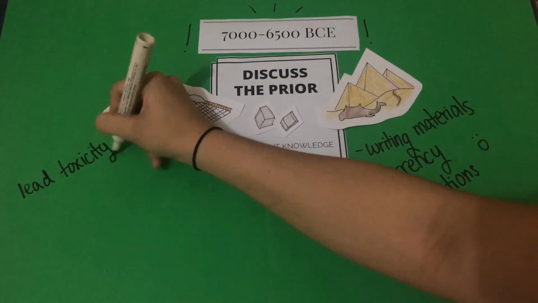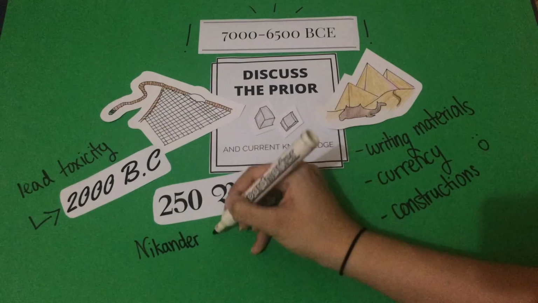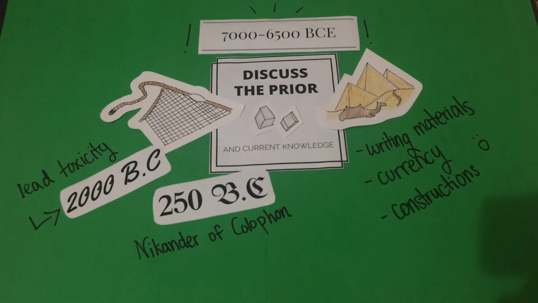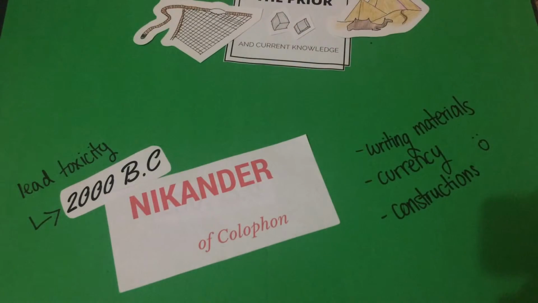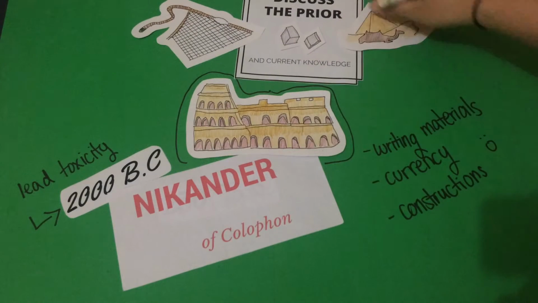Lead toxicity was recorded as early as 2000 BC. In 250 BC, Greek philosopher Nicander of Colophon reported on the colic and anemia resulting from lead poisoning. Rome was the biggest lead producer. In ancient Rome, lead poisoning was a disease of the wealthy.